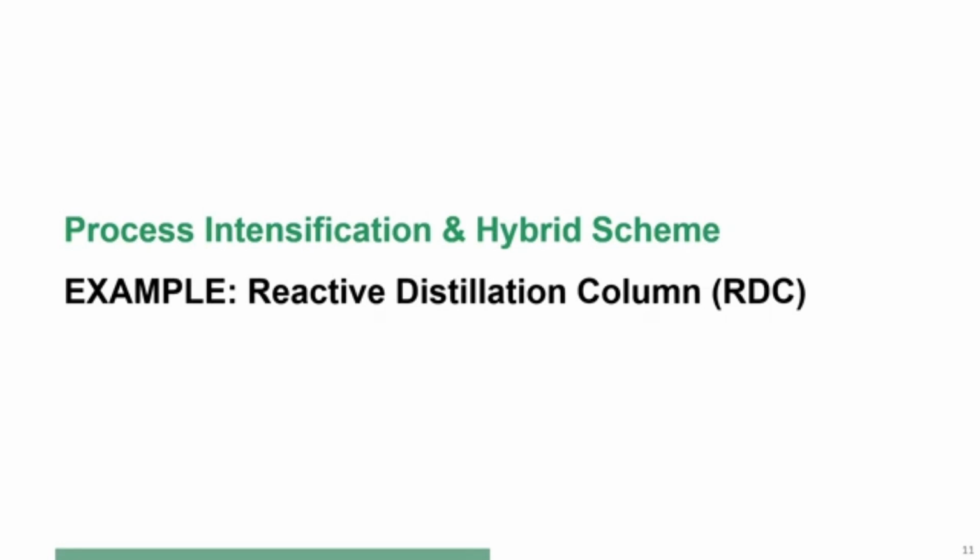The next part in the innovation stage is process intensification and hybrid scheme, which is step 11 to step 12. In this part, I will explain the concepts, the workflow method, as well as the set of rules of the reactive distillation and the hybrid scheme, and briefly show one case study for process intensification through a reactive distillation column example.